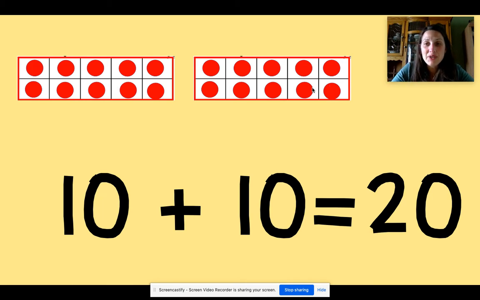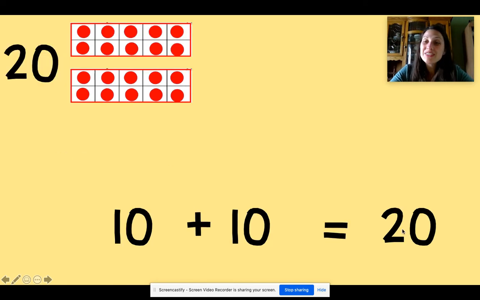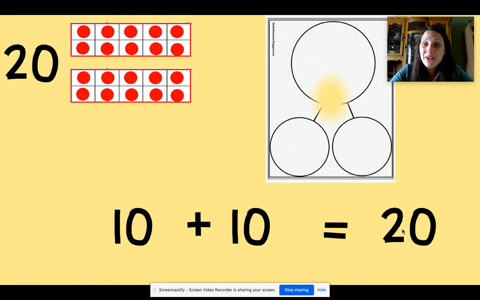Let's read that number sentence together. 10 plus 10 equals 20. Great. Okay, so now we can take those numbers from our number sentence and put them into our number bond. We have the big circle at the top for our whole number, our bigger number. And then we have 2 smaller circles at the bottom for our smaller numbers or our parts.